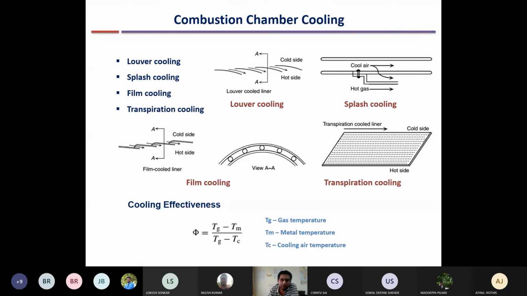Currently, the most state-of-the-art technology is known as transpiration cooling. This is the current state of the art, and in this method, we use a porous liner. The liner itself is a porous material. Very small size pores are present, hundreds, thousands of small pores are present.